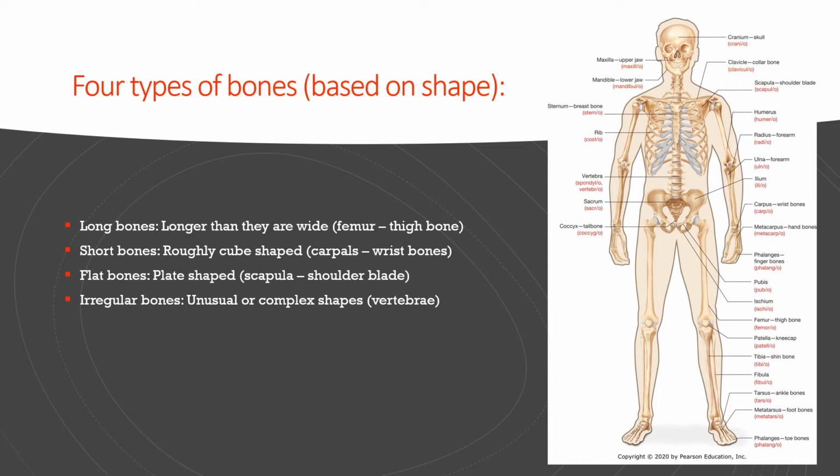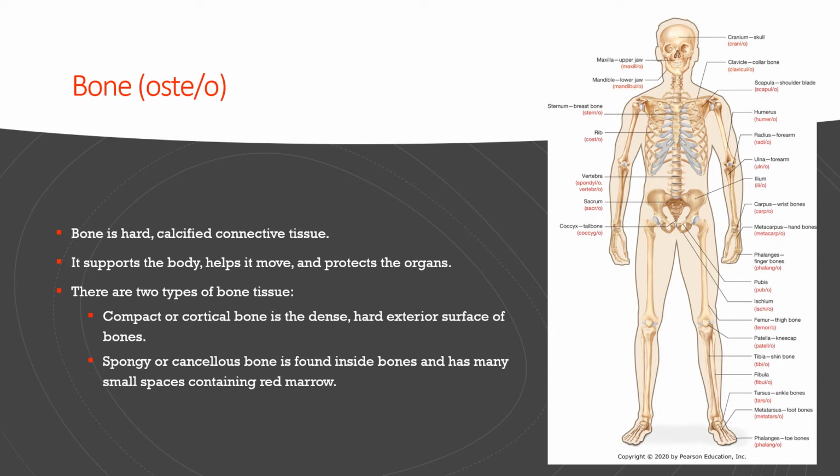Your shoulder blade, also called your scapula, is going to be a flat bone. And then irregular bones are unusual or have a complex shape. An example of these would be the bones that line your spinal column, called vertebrae. Bone is hard calcified connective tissue that supports the body, helps it move, and protects organs.